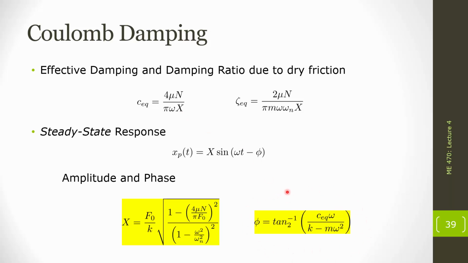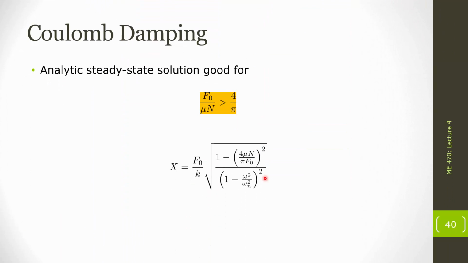Now, because we're finding this equivalent damping coefficient, equivalent damping ratio, this is coming from some approximations and some simplifications and some linearization of the true equation of motion that we should have. So this is going to break down or not be valid for certain values of our friction coefficient, normal force, and forcing amplitude. I'm not going to go into the details of deriving any of this, but we're going to see that this is only going to be good when the ratio of the forcing amplitude to the friction coefficient times the normal force is greater than 4 over pi.